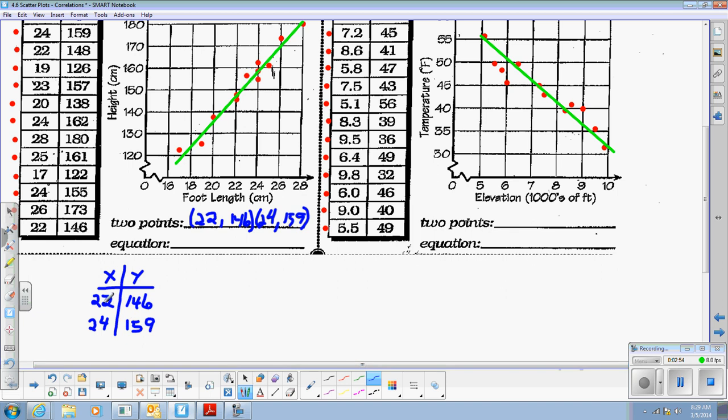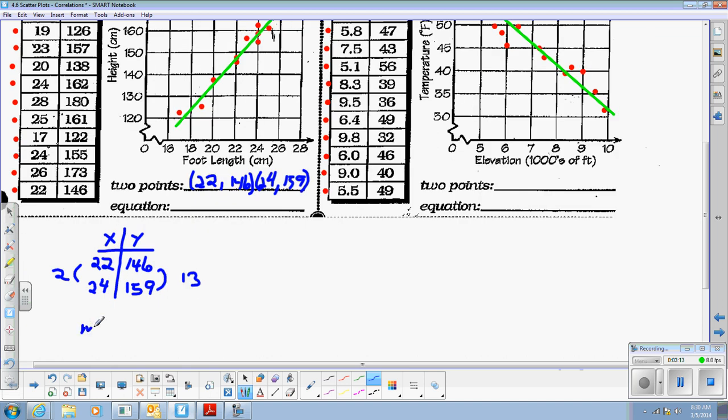Now take a look at your numbers. Sometimes if you take a step back and look, how far is it from 146 to 159? That's a positive move. So that is 13. And then here, 22 to 24, that's 2. So that means we have a slope of 13 centimeters in height for every 2 centimeters of foot length for the people that were surveyed here.